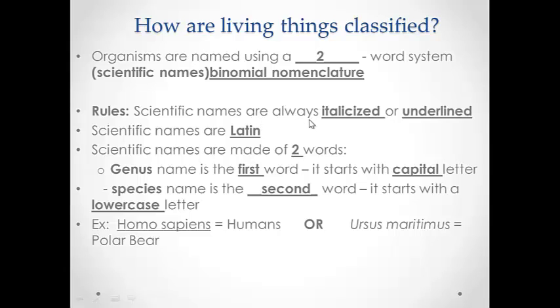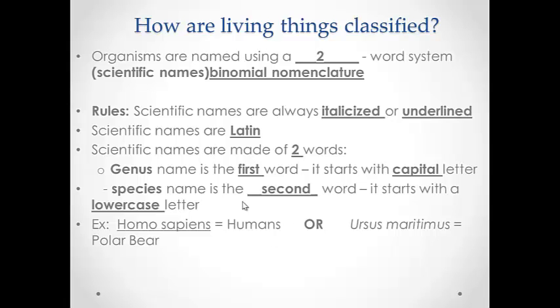Scientific names are always italicized, which means they're written where they're kind of slanted to the right. That's what italicized means, or underlined. Scientific names are Latin-based. Scientific names are made of two words. A genus name is the first word. It starts with a capital letter. The species name is the second word. It starts with a lowercase letter.